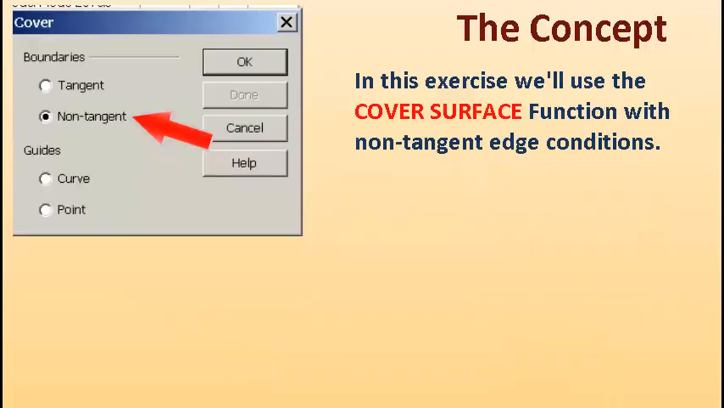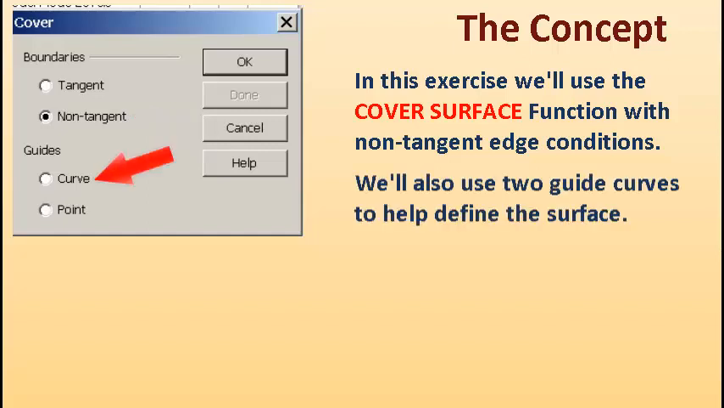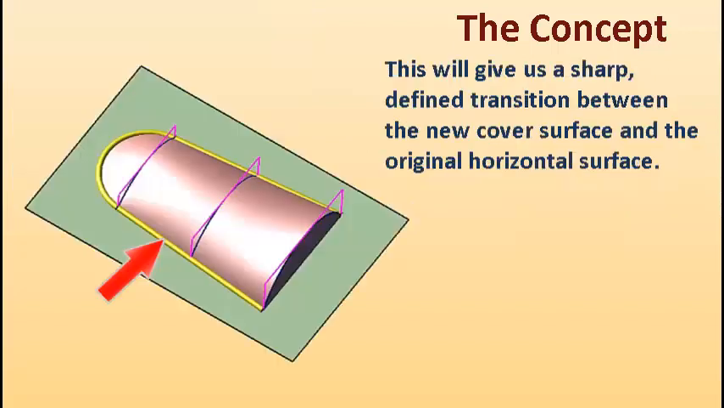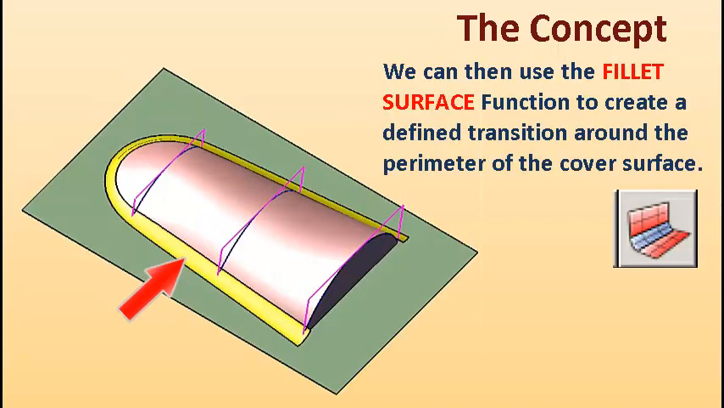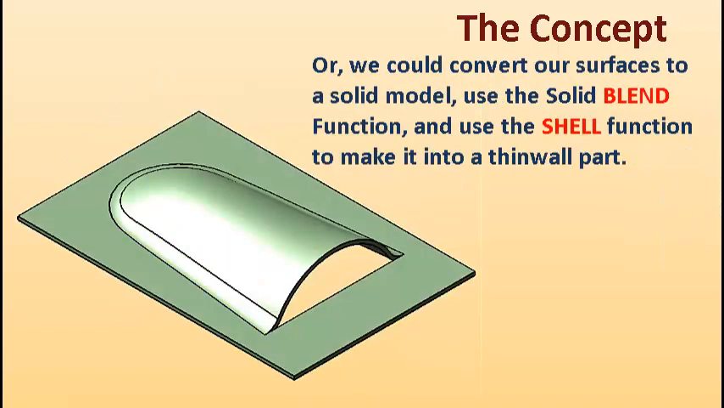In this exercise, we'll use the cover surface function with non-tangent edge conditions. We'll also use two guide curves to help define the surface. This will give us a sharp defined transition between the new cover surface and the original horizontal surface. We can then use the fillet surface function to create a defined transition around the perimeter of the cover surface.